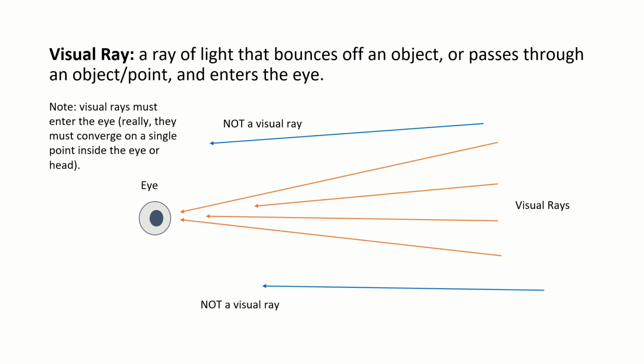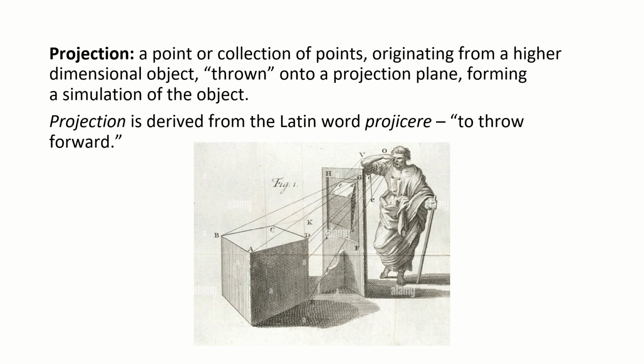But how do we actually represent three-dimensional objects in 2 dimensions? Well, we start with these things called visual rays. A visual ray is just a light ray that bounces off of an object and enters the eye. So these 2 blue rays are light rays, but they are not visual rays because they don't actually enter the observer's eye. So, a point, or a collection of points, originating from a higher dimensional object, are thrown onto a projection plane, simulating the object in a lower dimension.